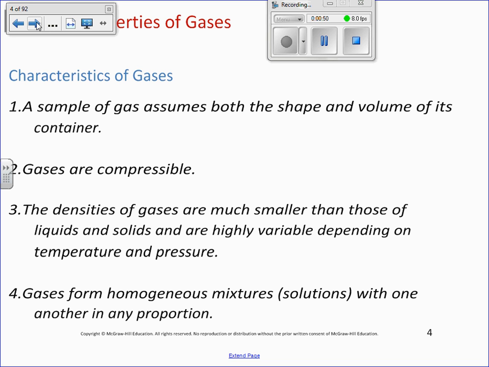pressure. Okay, some of these equations we're going to go through, if you just think about them, they're just mathematically relating what is pretty much common sense to us. Gases form homogeneous mixtures or solutions with one another in any proportion. So air obviously is a mixture of nitrogen, oxygen, carbon dioxide, water vapor, some other stuff. It's homogeneous. You don't change the composition as you move from one area to the other.